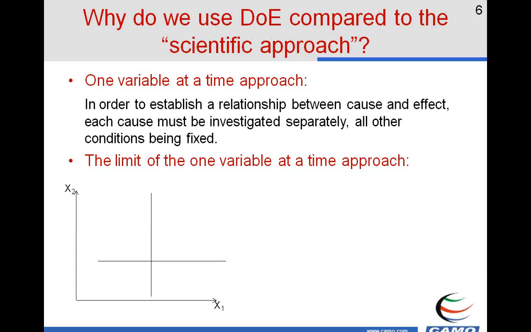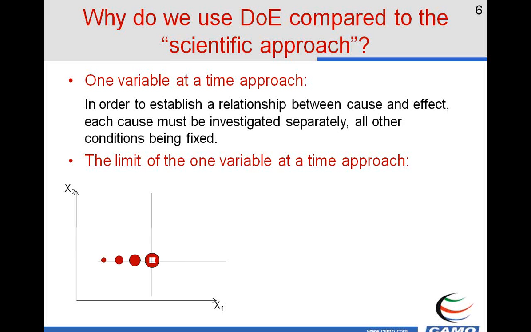We also use design of experiment because what we call the scientific approach, which is also called one variable at a time, is limited. The one variable at a time approach says that in order to establish a relationship between cause and effect, each cause must be investigated separately, all other conditions being fixed. The problem with that, we are going to see now. So here we have again x1 and x2 that are the two factors I'm going to vary. Let's fix x2 first. So I fix x2 to this value, and then I can go along x1. So I can vary x1 first, and I can collect responses.